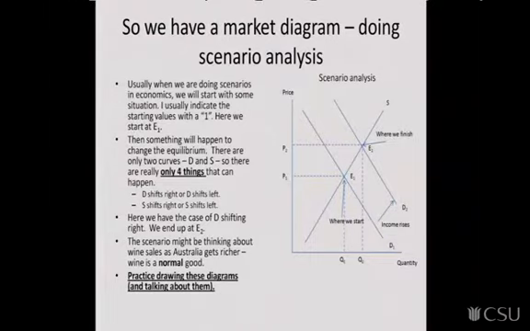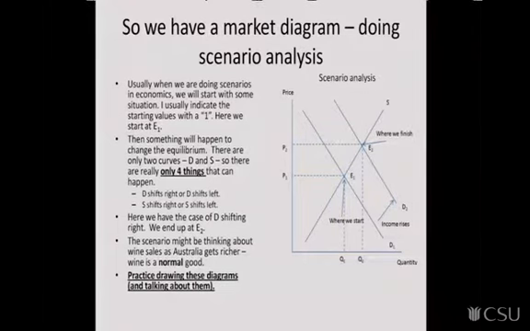Here's our market. We start here, and then something happens. Now, this is a pretty simple model. There's only two curves here. There's only D and S. So in that sense, there's really only four things that can happen. So any outcome in a market is going to be basically one of those four, which is demand increases, demand shifts to the right. Demand decreases, demand shifts to the left.